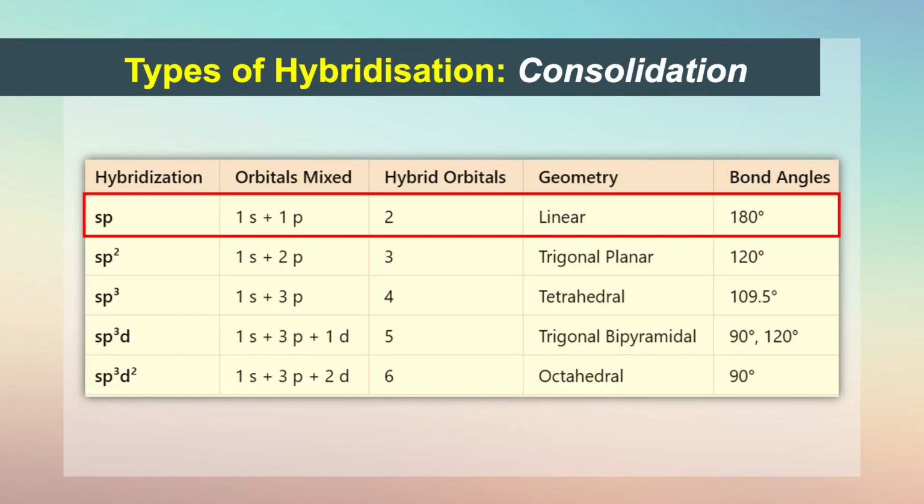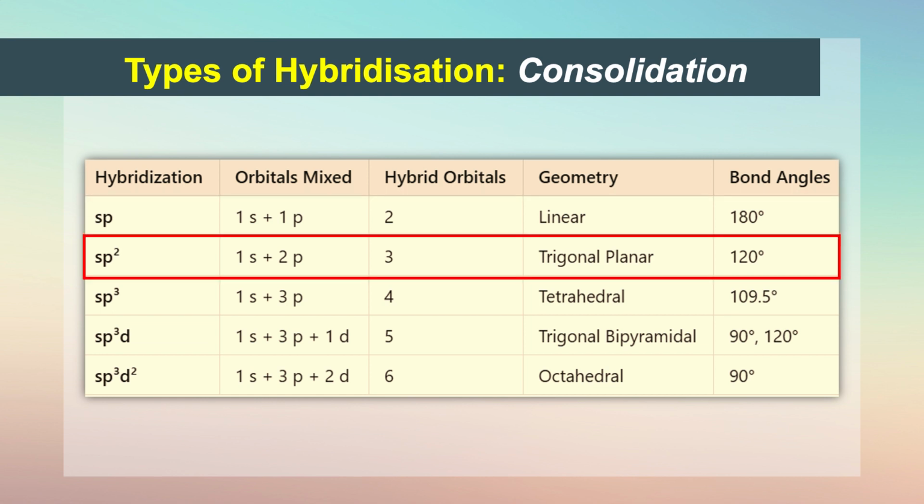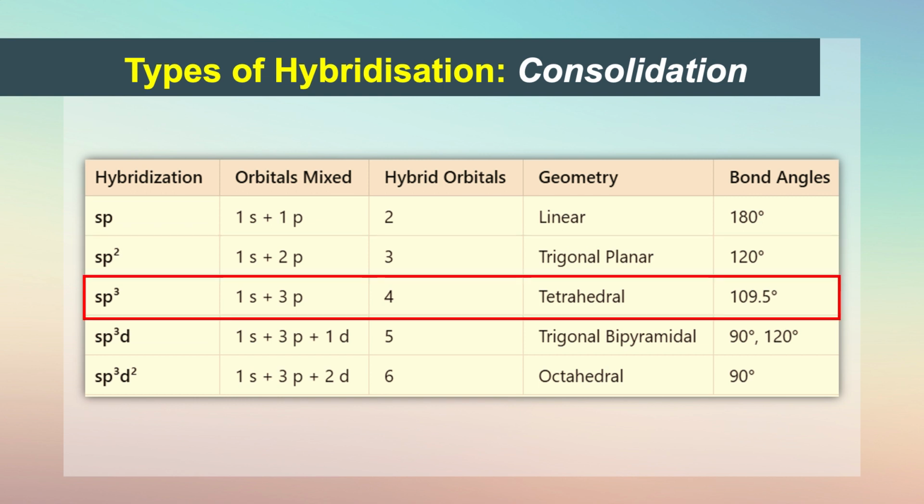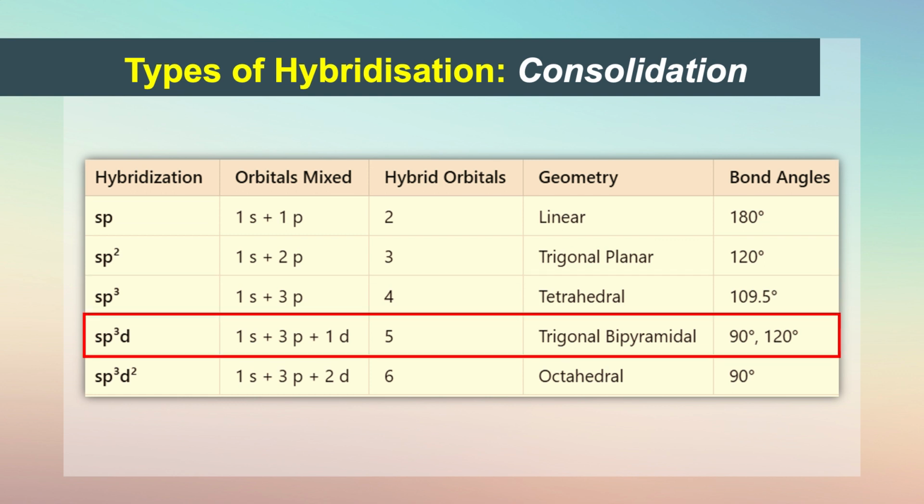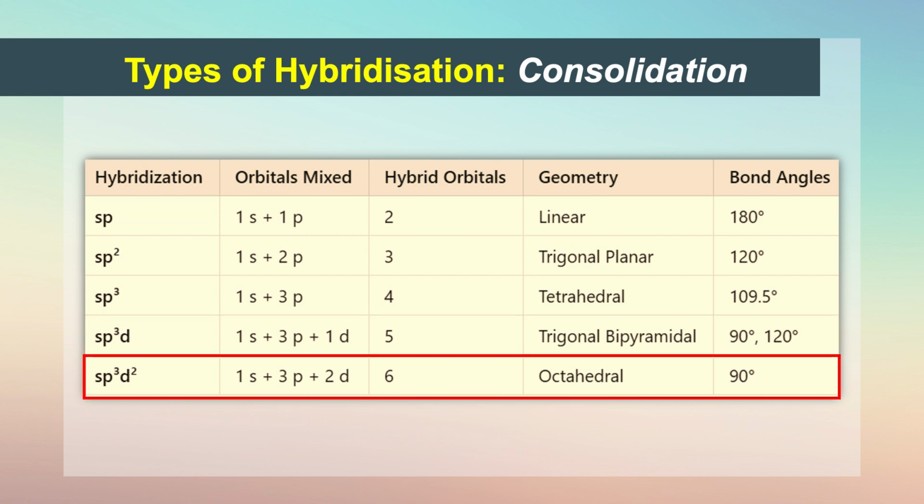It is very clear that sp hybridization leads to linear geometry with a bond angle of 180 degrees. sp2 hybridization creates trigonal planar geometry with a bond angle of 120 degrees. sp3 hybridization creates tetrahedral geometry with a bond angle of 109.5 degrees. sp3d hybridization implies trigonal bipyramidal geometry with the 2 bond angles 90 degrees and 120 degrees. And finally, sp3d2 hybridization implies an octahedral geometry with a bond angle of 90 degrees.